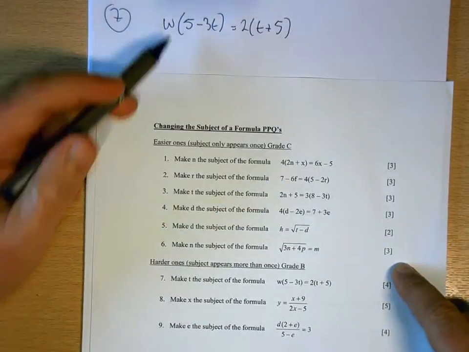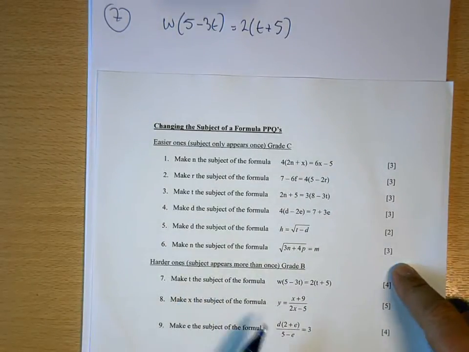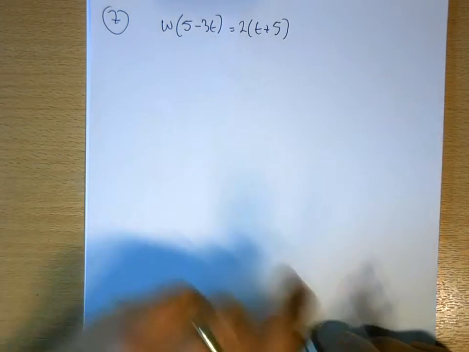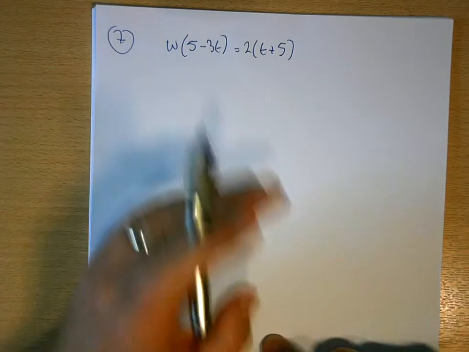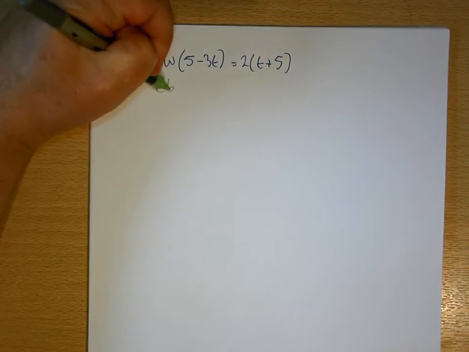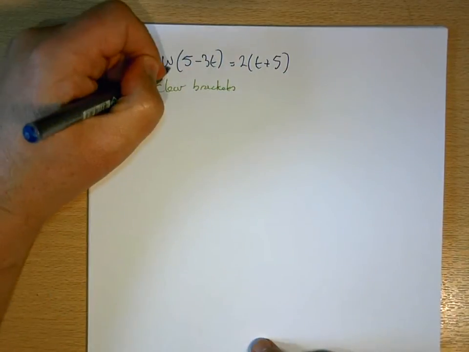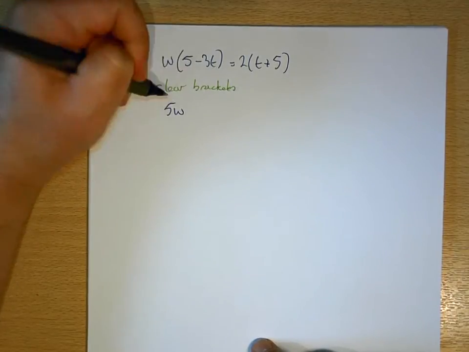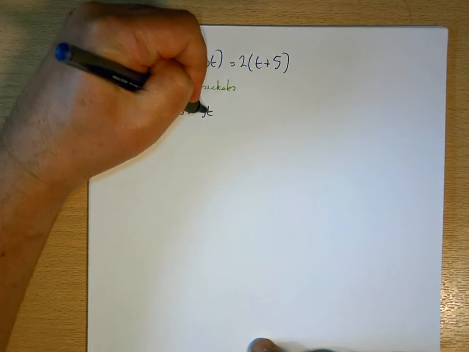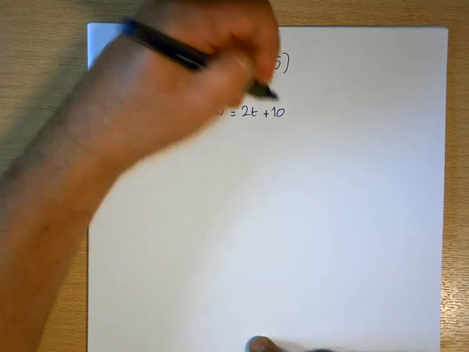So with this question 7, it's t that we need to make the subject. So I need to rearrange it to get t equals. And what you'll see there is that I've got t's on both sides of the equal sign. Okay, so we'll see how to deal with this. First way is, as previous, we've got to clear out the brackets. So on this side we get w times 5, which is 5w. Take 3 times w times t is 3tw. And on this side 2t plus 10.